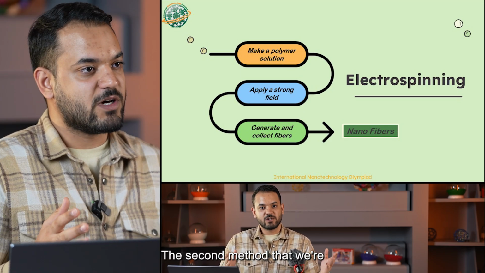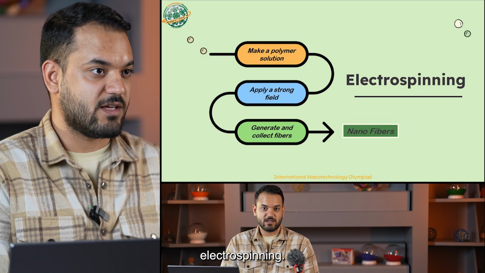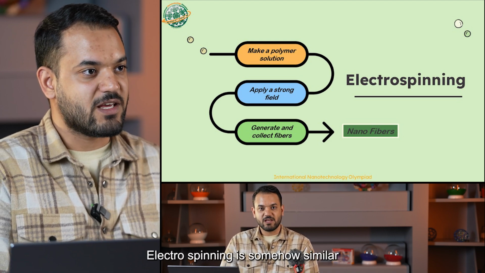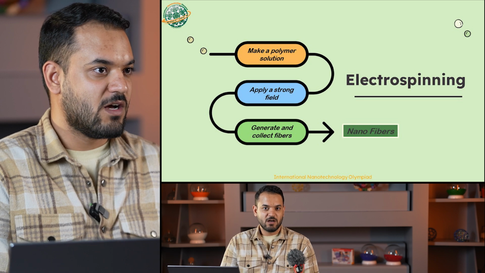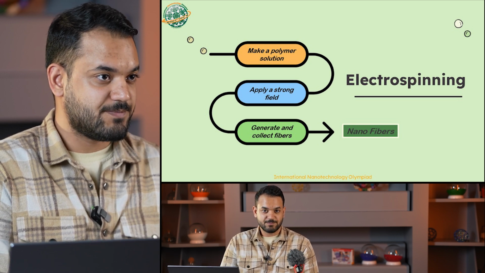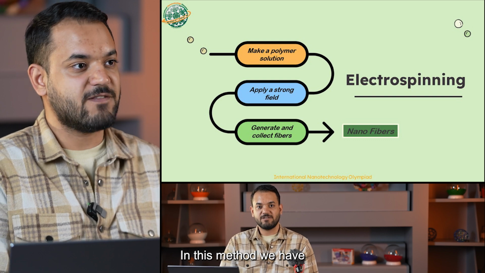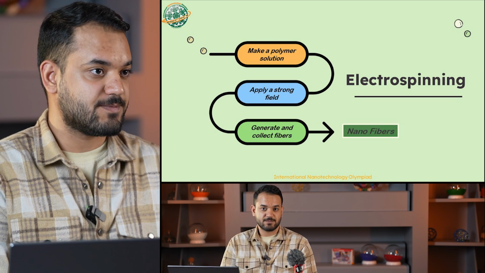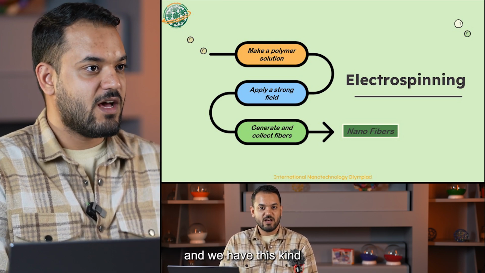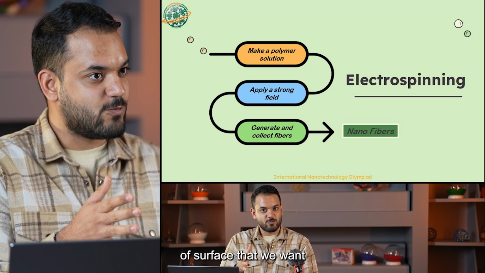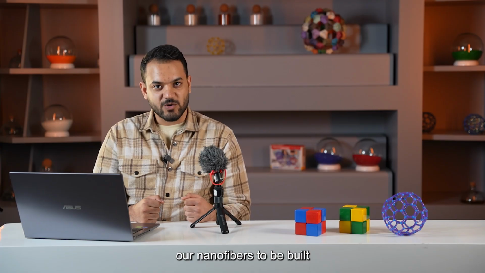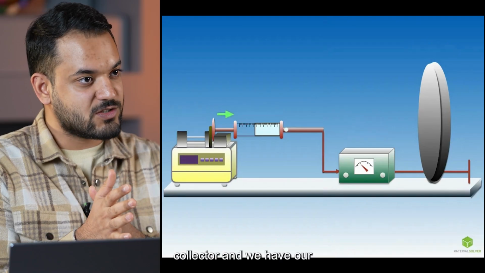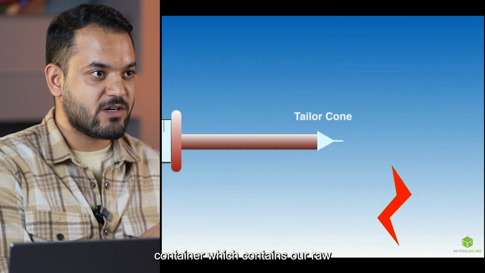The second method that we're going to discuss today is electrospinning. Electrospinning is somehow similar to spraying a liquid. In this method, we have a container of our raw material containing polymer solutions. And we have a surface that we want our nanofibers to be built on. This surface acts as a collector, and we have our container which contains our raw material.